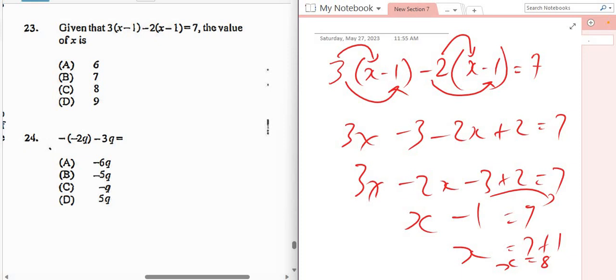You don't remember how to do this? It's just the distributive law. 3 times x is 3x, 3 times 1 is 3, but negative 3. 2 times x is 2x, 2 times 1 is 2. Just have to remember the signs.